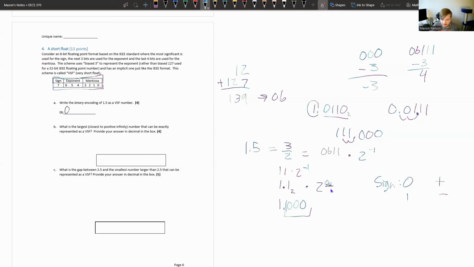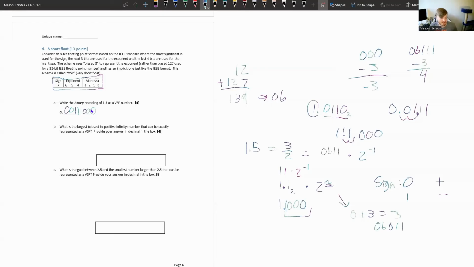Then our exponent is 0. We need to add 3, so 0 plus 3 is 3. Putting that in binary, we get 11, so the next 3 bits will be 011. And then our mantissa is 1000. So that looks like a funky number, with all the ones next to each other, but that is correct.